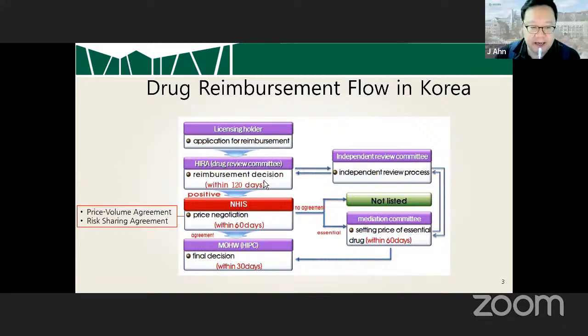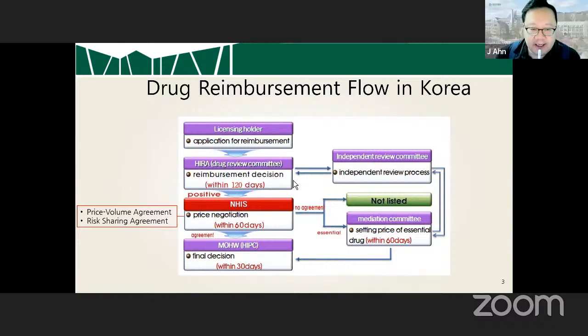So the companies are complaining the process is too lengthy. But actually, the legal time frame is only 120 days because it only starts after HIRA recognizes the submitted dossier is complete. If they get a positive recommendation, it goes to our payer, NHIS, for the price negotiation, including all kinds of legal contracts, such as a price-volume agreement, risk-sharing agreement, and some others. Then if they successfully finish the negotiation, it is finalized at the ministry's Supreme Committee.